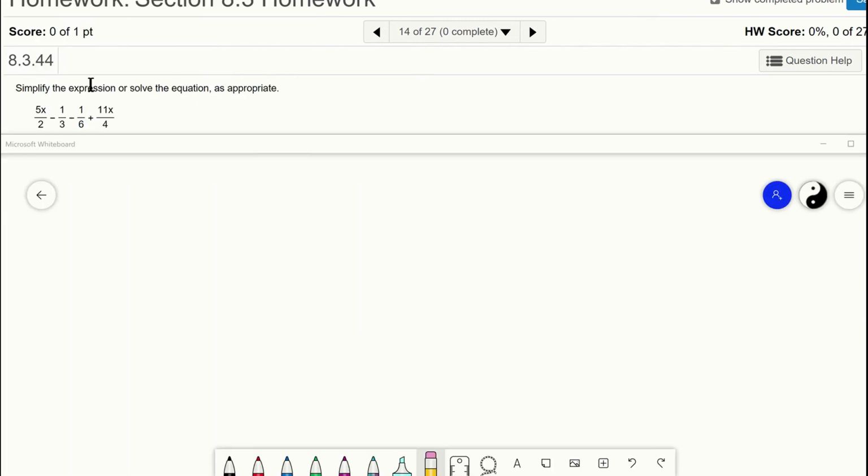Okay, so for a problem like this one, be very careful not to clear the fractions, because this is not an equation, it's an expression. With an expression, you may not clear fractions. You may combine fractions by making them alike, but you cannot clear them. So let's see how we would approach that.